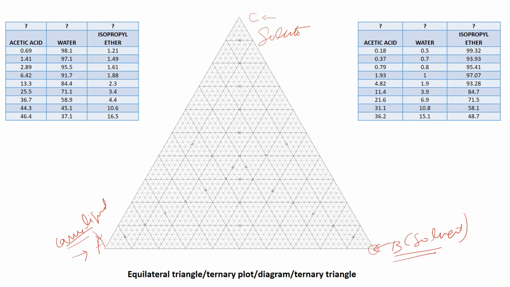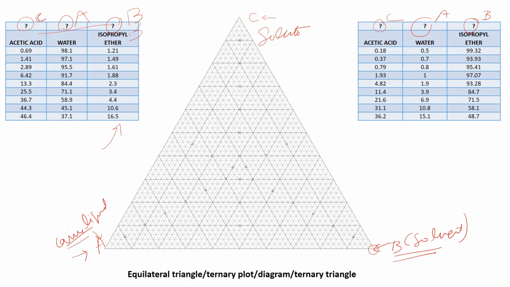So A is your carrier liquid, C is your solute, and now we know isopropyl ether is your solvent, so this should be B. Water is your carrier liquid, so this should be A. Acetic acid is the one we are going to remove, that's your solute, so C. So acetic acid is C, water is A, and isopropyl ether is your solvent, so let's use the notation B. I hope you all are following this one.